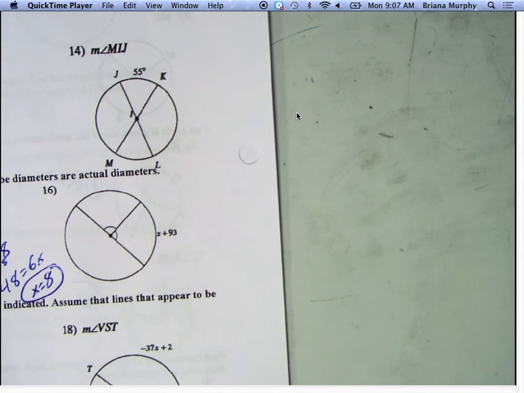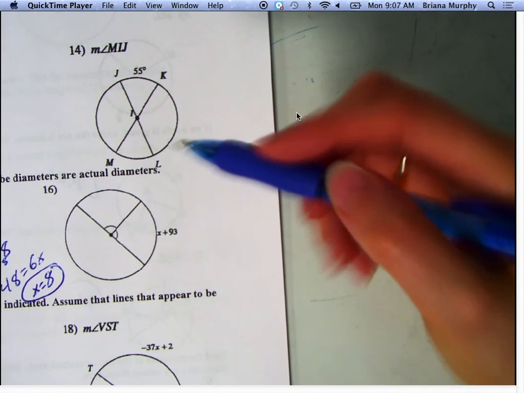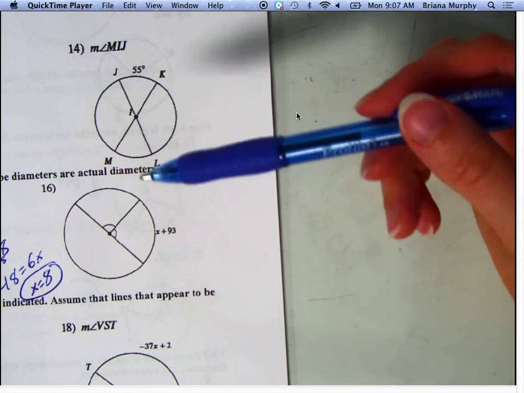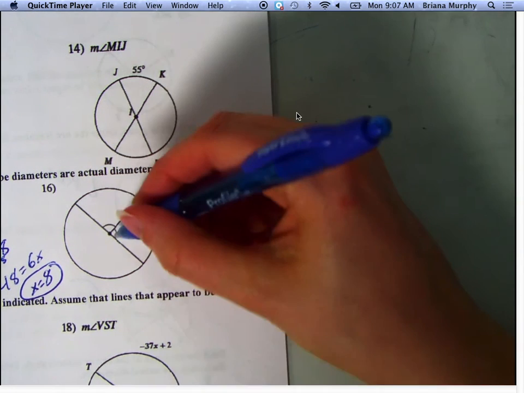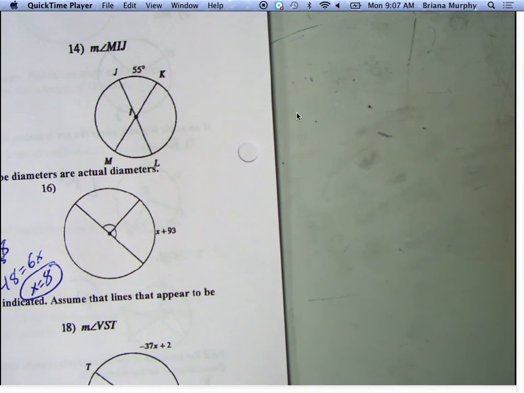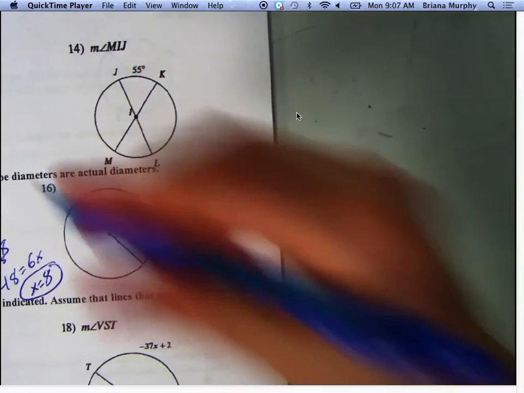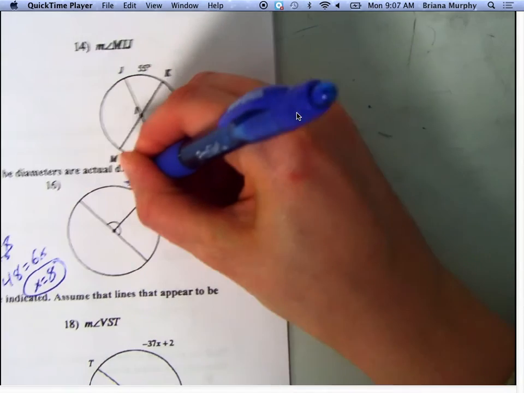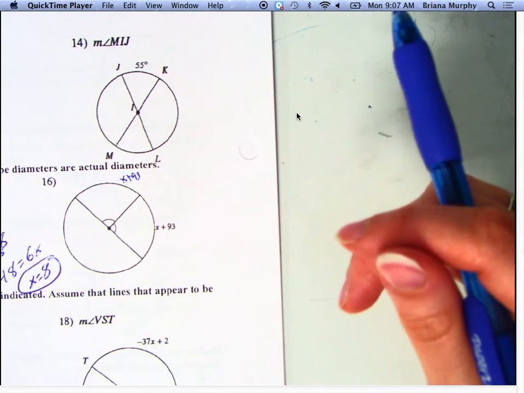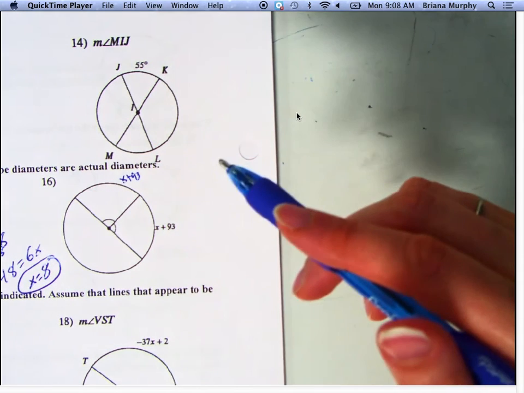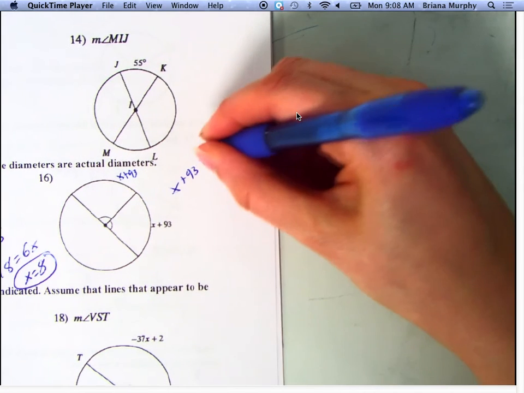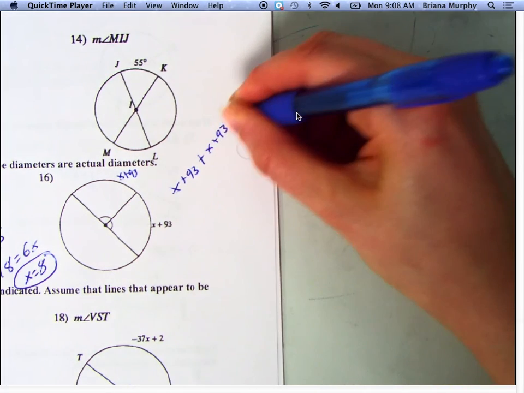number 16. Okay. We have to find x. Do we agree that these little arcs down here inside my circle mean that they're equal to each other? Yeah. So this is x plus 93 as well. Do we agree that this half right here, those two angles added together, makes 180 degrees? Yeah. Okay. So we're going to go x plus 93 plus x plus 93 equals 180.